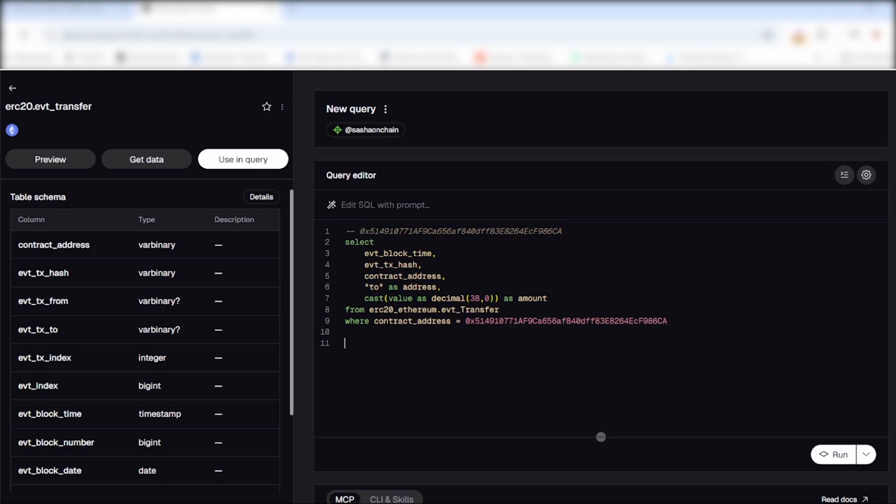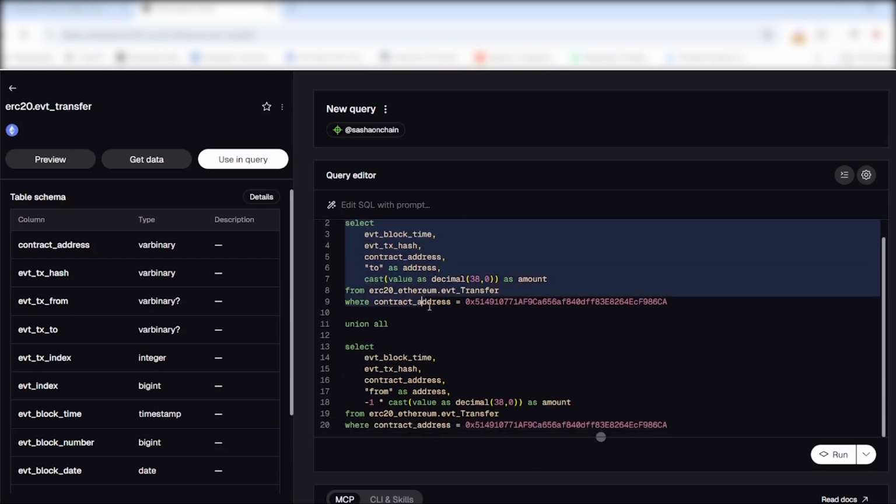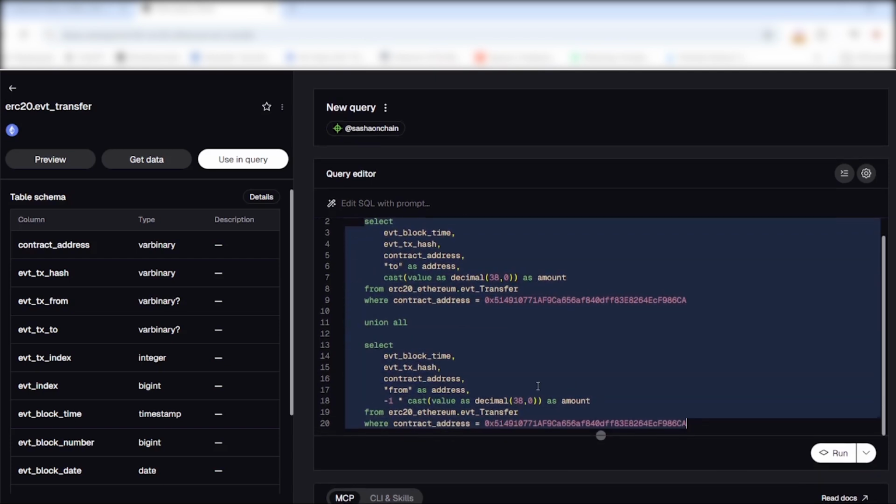Now we do the opposite. These are tokens that leave the address, so we represent them as negative values. We multiply the value by -1 and cast it as decimal. Now we use union all to combine both flows, incoming and outgoing. This gives us the full movement of tokens. To keep things clean, we wrap both flows into a CTE called transfer detail.